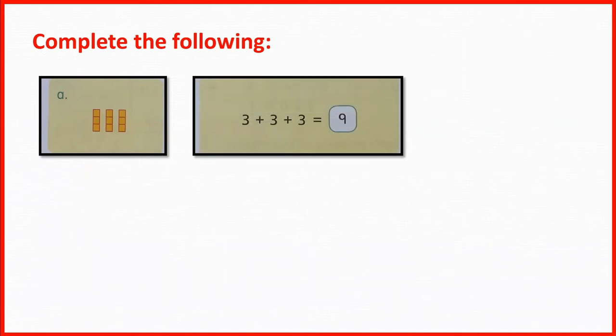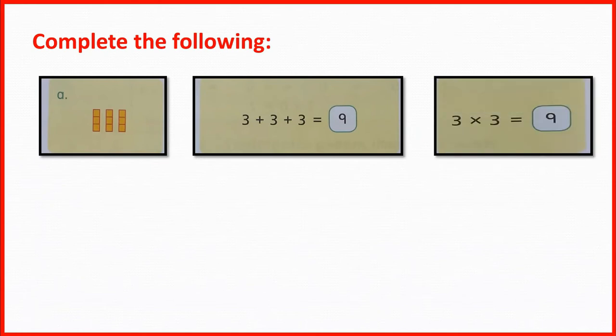Now I'm going to do question number 1 of page 68. The question is, complete the following. One has been done for you. Look, in this picture there are 3 sets of 3. 3 sets of 3 is equal to 9. Or we can write it like this: 3 3s are 9.